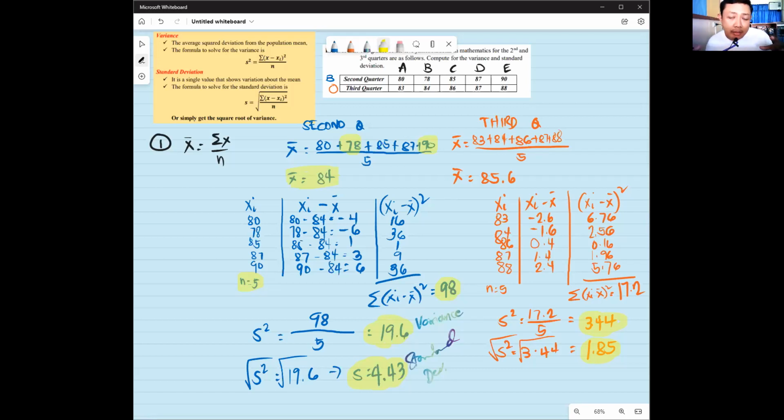Are your respondents more compressed or having the same idea as the mean, or are they kalat? Okay? So this is one of the uses of interpreting the different data that you gather in your research, okay, which you will be applying when you move on to your performance task, okay?